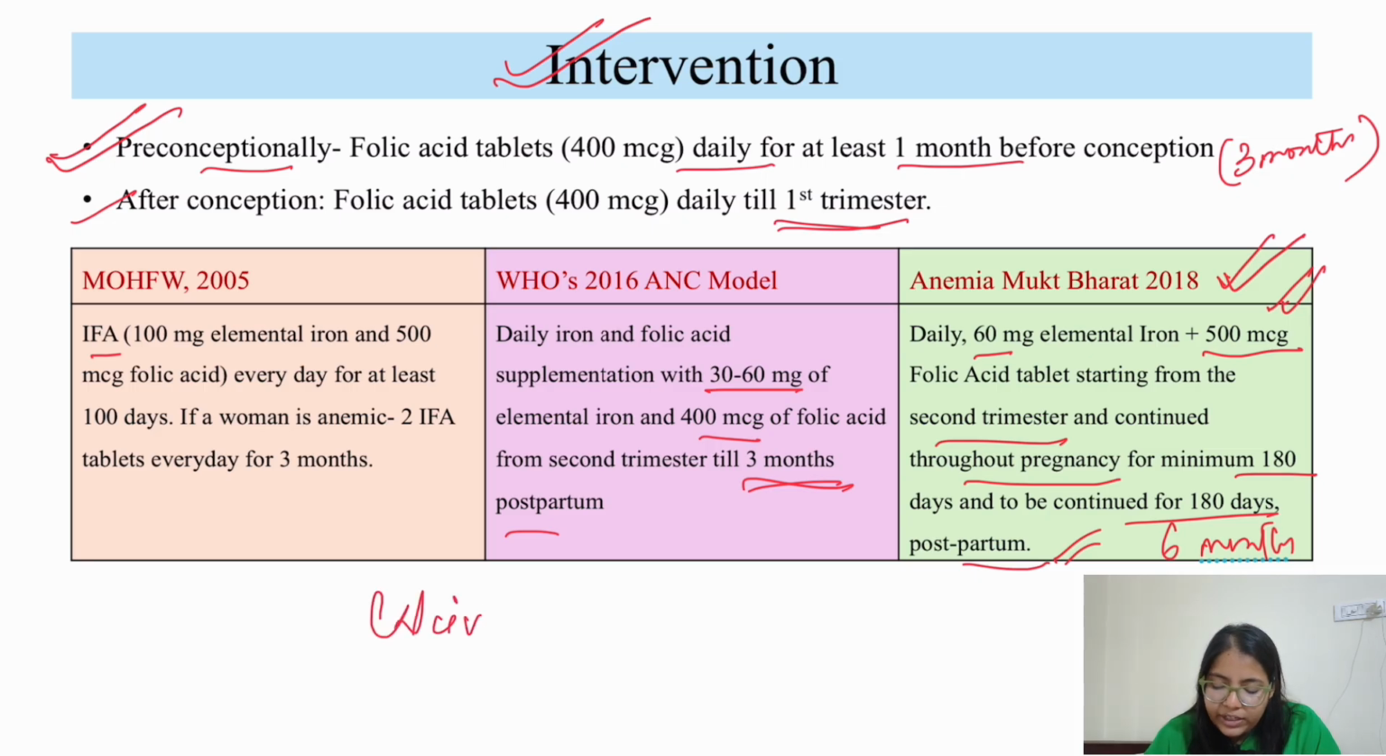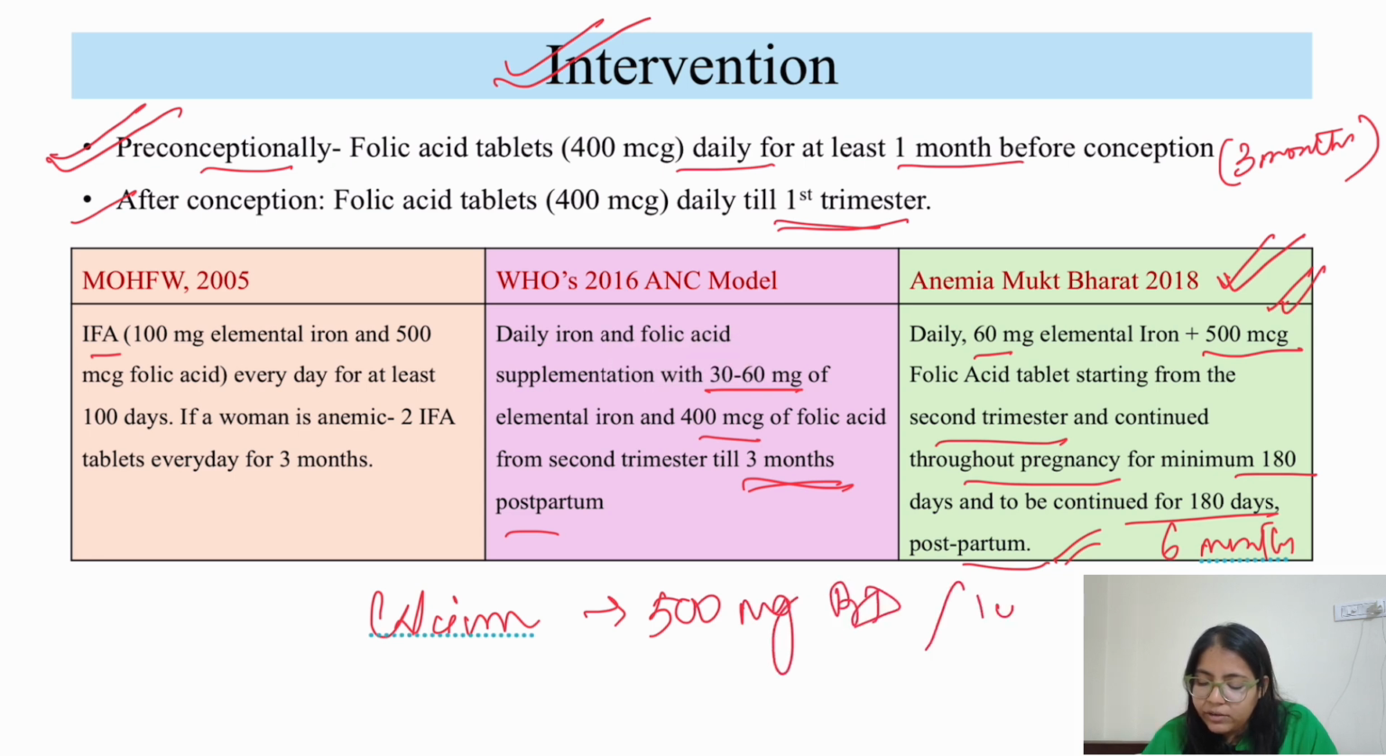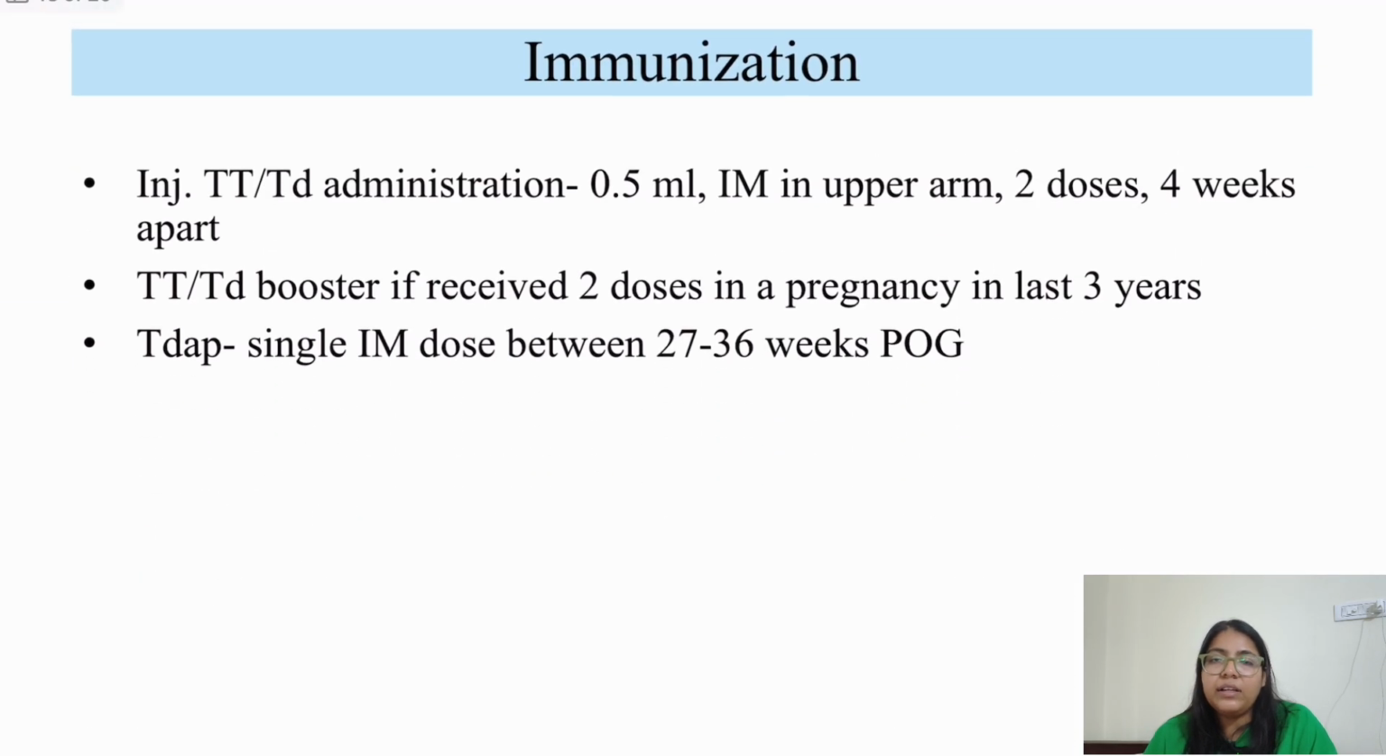And we also give calcium supplement. We give 500 milligram calcium tablets twice daily, or you can give 1000 milligram OD once daily. So we give folic acid, iron and calcium supplements to a normal ANC patient.